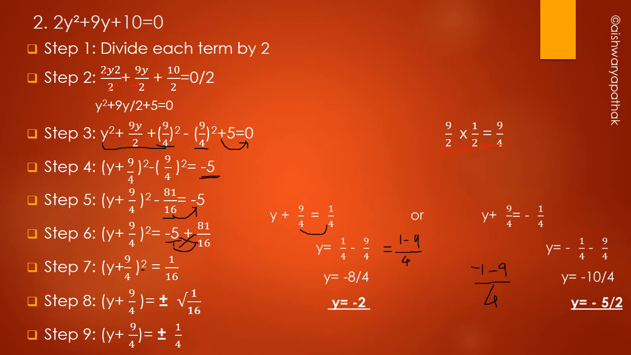So let us revise once again. Here in this example we have the coefficient, I mean the first term with the coefficient 2. So hence we have added one step, that is to divide each term by 2. So that's why I have divided each term by 2: 2y square upon 2, 9y upon 2, 10 upon 2 is equal to 0 upon 2. So here the 2 and 2 will get cancelled and we'll get y square only. Here 9y upon 2 and 10 divided by 2 is 5.